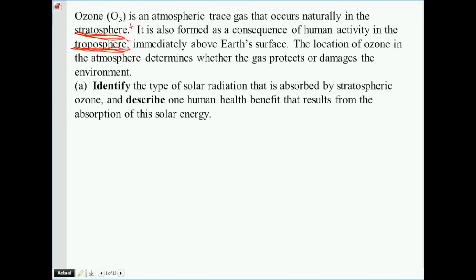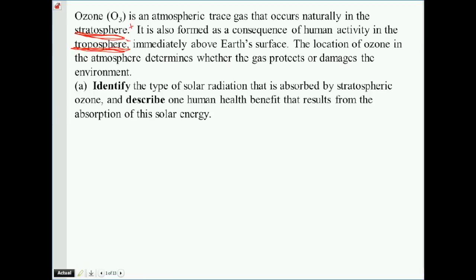And that's a big thing that students tend to get confused with: which type of ozone is good and which type of ozone is bad. So now it's asking about the type of solar radiation that is absorbed by stratospheric ozone, and then it wants you to describe a human health benefit.